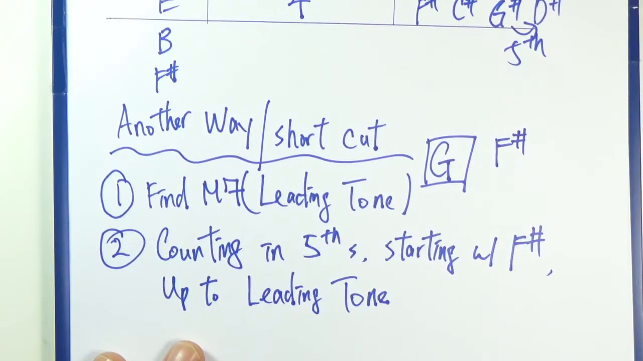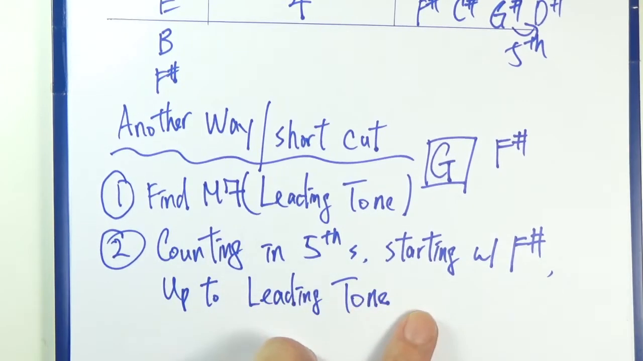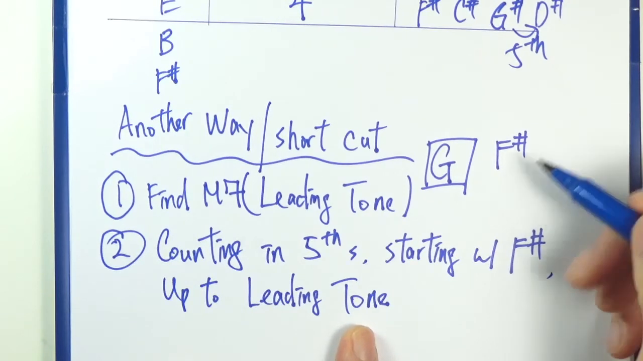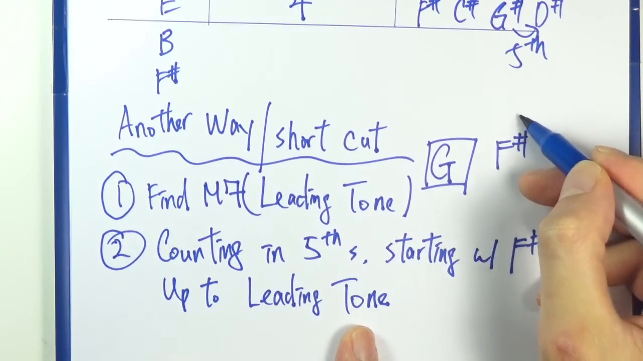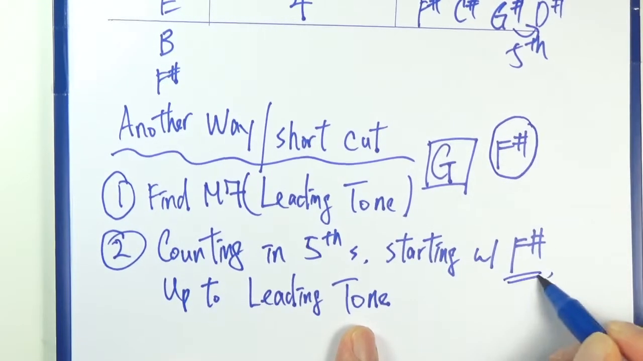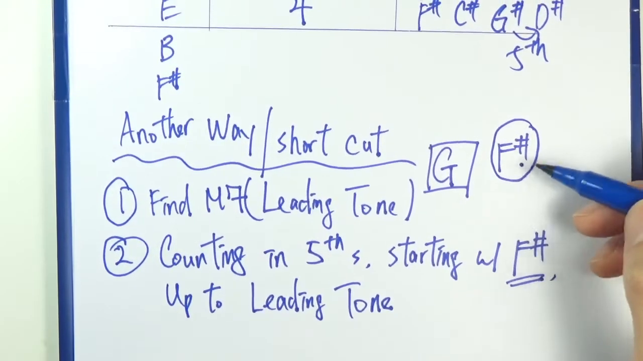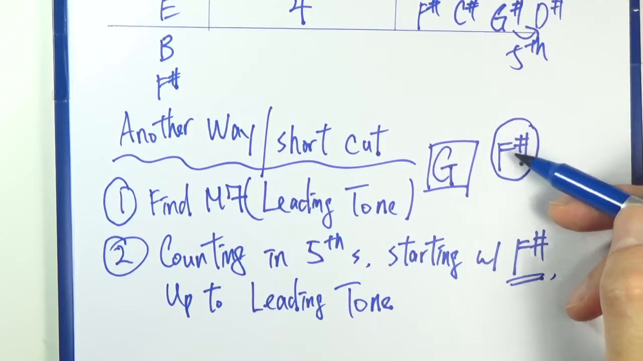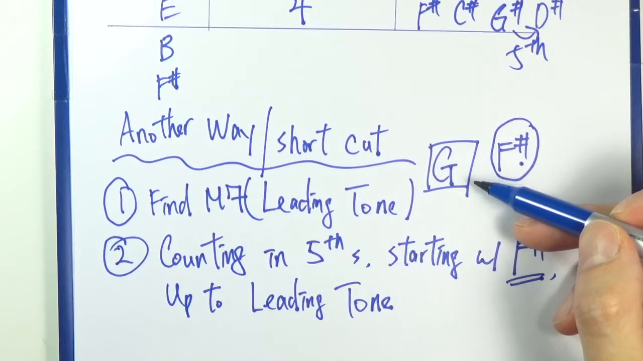All right. The second step would be start counting in fifths, starting with F sharp all the way up to the leading tone. So since we're already at the leading tone, and F sharp is our starting key, that's the only sharp that we will find in G major, and that's our answer there. There's only 1 sharp in G major. All right, let's do another one.